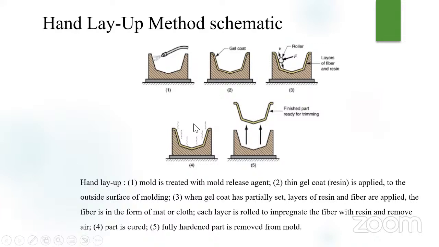Then in the fourth stage, the part is being left to cure. And after curing, in the fifth stage, the fully cured part is being removed from the mold. So this is the simple hand layup method.